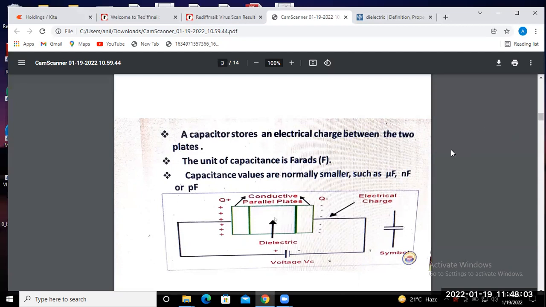So how can we convert microfarad, nanofarad, and picofarad? Capacitance values are normally represented in microfarad, nanofarad, and picofarad. So how can we convert to farad? For microfarad, to convert into farad, multiply by 10 to the power minus 6. And what about nanofarad? How can we convert it?